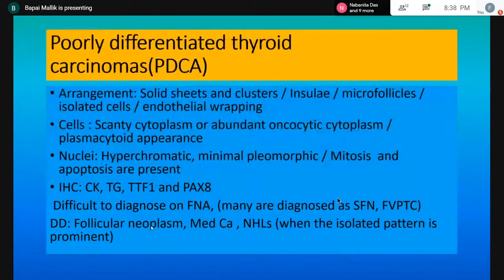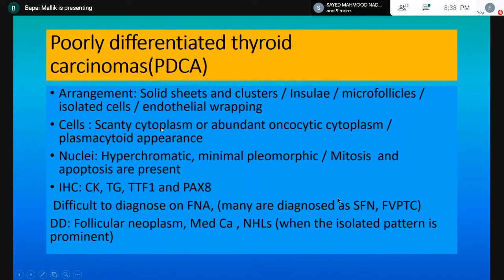Next. Poorly differentiated thyroid cancers. We are off medullary thyroid carcinomas. Cells are arranged in solid sheets and clusters, insulae, microfollicles, and isolated cells. Endothelial wrapping, if you are able to pick up, is very helpful.